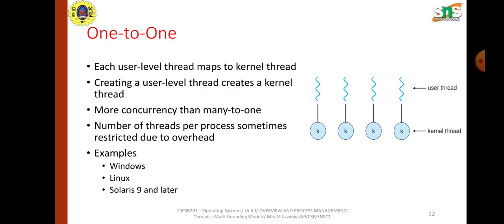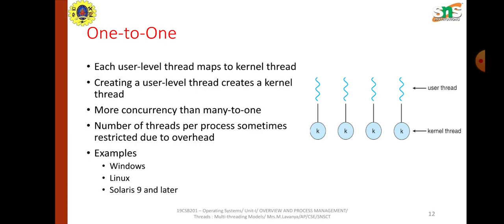And the second one is your one-to-one model. In this one-to-one model, each user thread will be connected to an individual kernel thread. Each user level thread is mapped to a separate kernel thread. One kernel thread is not supported by more than one user thread. Creating a user level thread creates a kernel thread simultaneously. This gives more concurrency than the many-to-one model because each user thread can run simultaneously on an individual kernel thread.